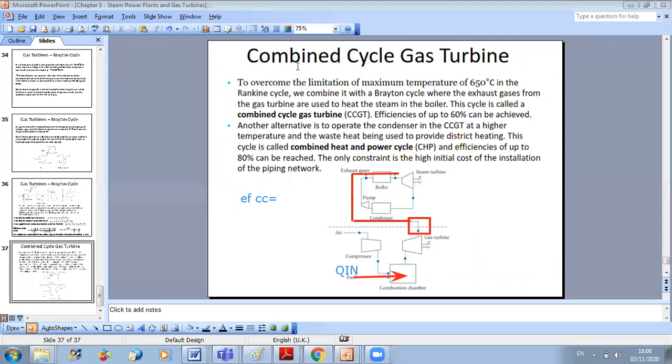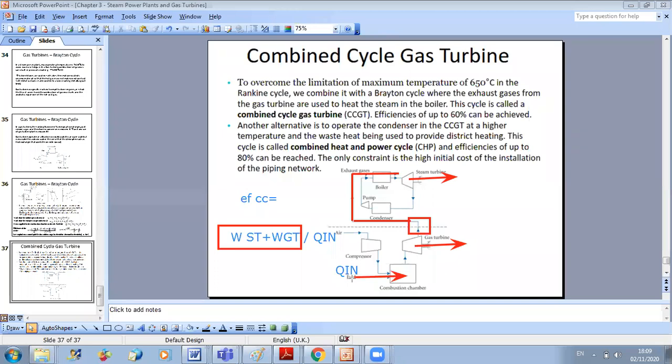Now for my output, I have output at the gas turbine plus output at the steam turbine. So my efficiency here will be the work of the steam turbine plus the work of the gas turbine over Qn. In this way I will increase my efficiency a lot, because for the same input of heat I am producing a higher work, not only in the gas turbine but also in the steam turbine.